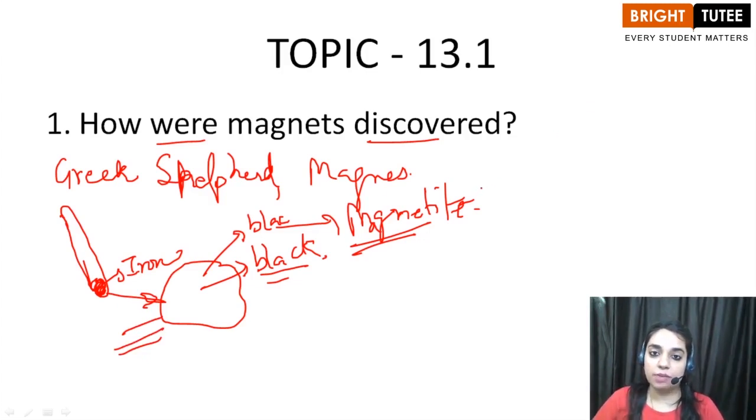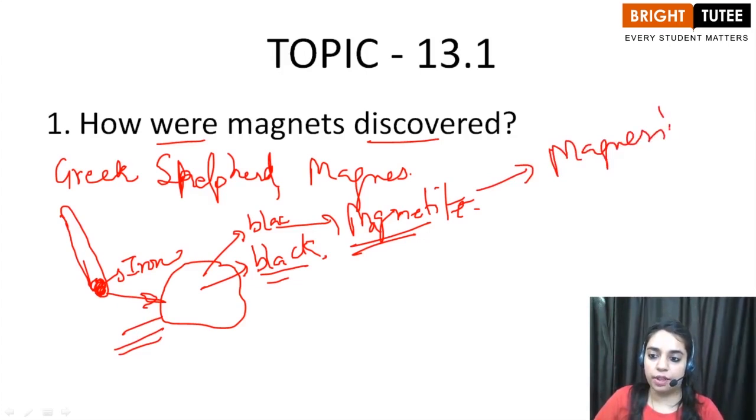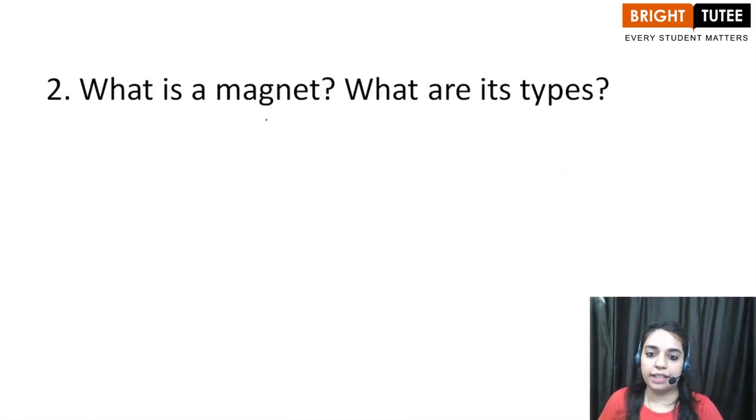And which was the place where it was discovered? It was discovered in Magnesia. Okay children, so let's move to the next question, which is what is a magnet, what are its types?